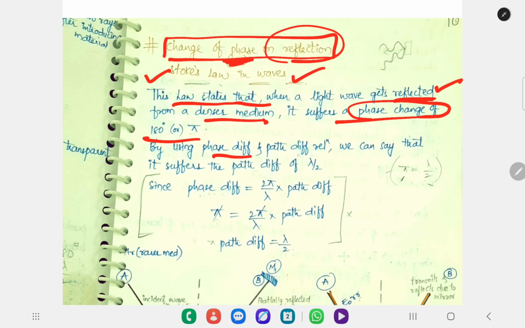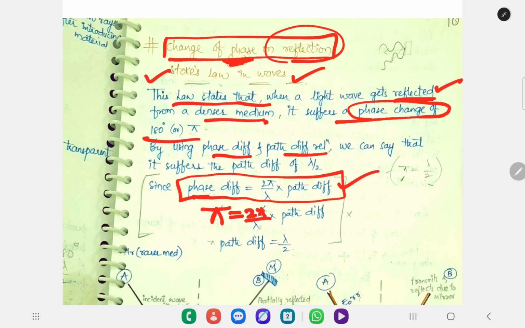So by using the phase difference and path difference relation, which we have seen earlier, phase difference is equal to 2 pi by lambda into path difference. So if the phase difference is pi, then 2 pi by lambda into path difference will be the phase difference.